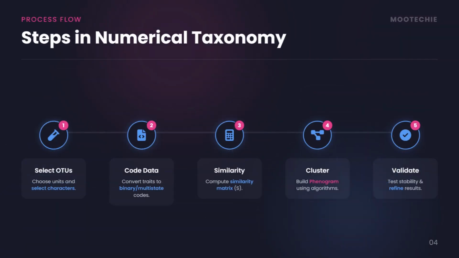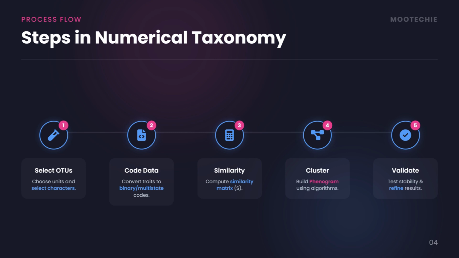Process flow. Steps in numerical taxonomy. Step 1. Select OTUs and select characters. Choose the organisms and the specific traits you will compare across all of them. Step 2. Code data. Convert traits into binary or multi-state codes like present as 1 and absent as 0 so a computer can process them.